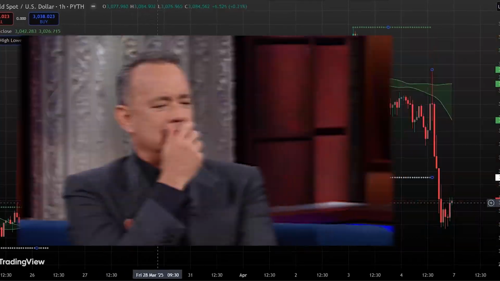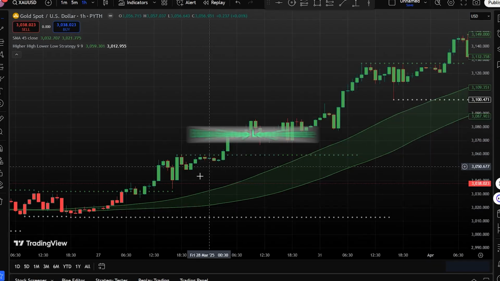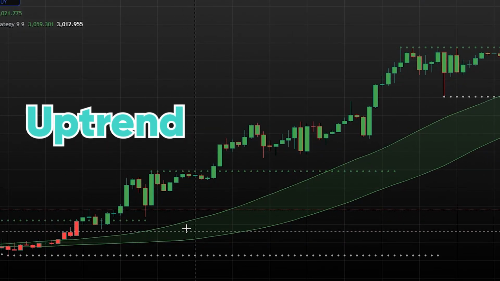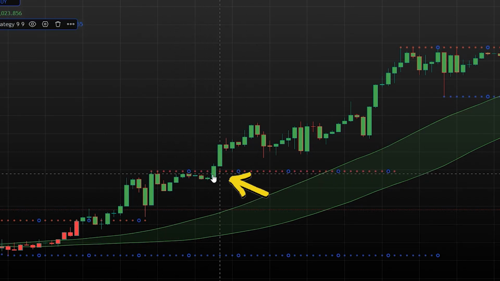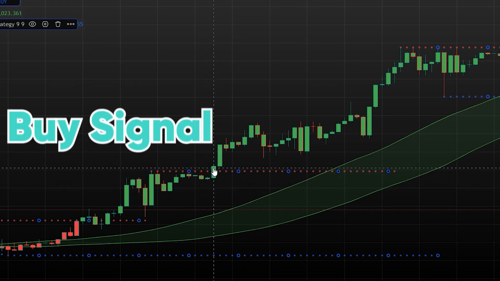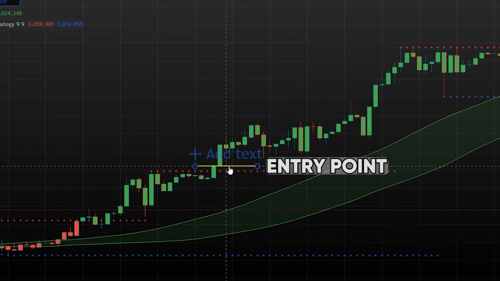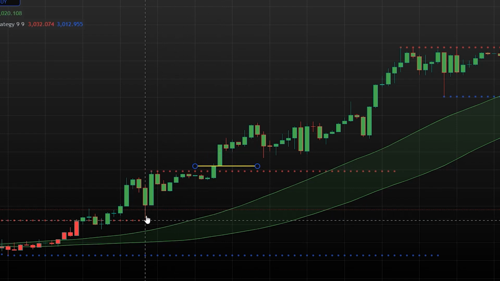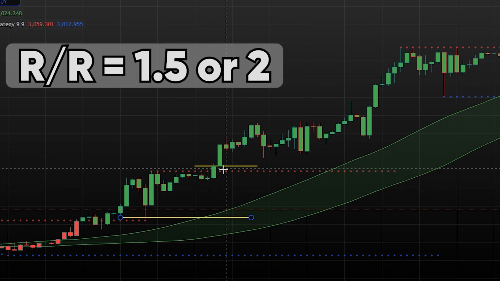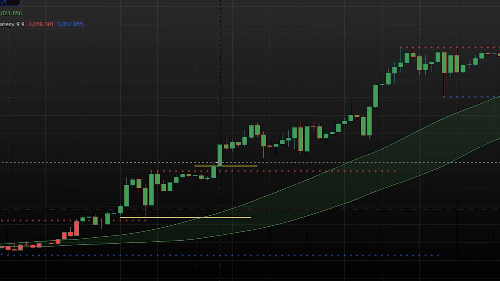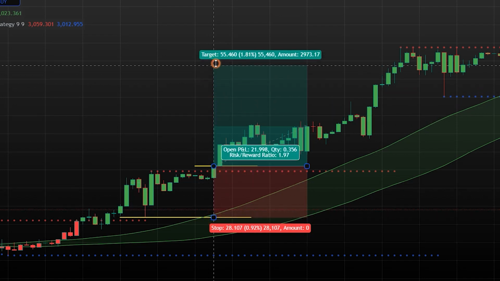Let's break down exactly how to enter a trade using this setup. Buy setup, long trade. Price is above the Bollinger lines, uptrend confirmed. The higher high, lower low indicator marks a red resistance level. If a candle closes above that resistance, that's our buy signal. Stop loss goes slightly below the most recent swing low. Take profit at 1.5 times or 2 times risk, depending on your trade style.